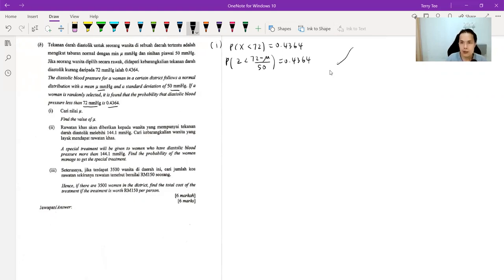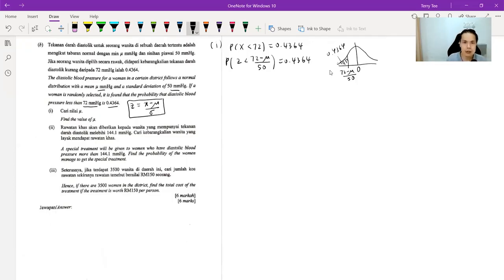Okay, let's do a sketch. I like to do a sketch. Before you standardize, the value is 72. After you standardize, it becomes 0. Remember, the formula for standardization is x minus mu over sigma. It gives us our z value, so this z value has to be on the left. This is 72 minus mu over 50, less than, and the probability is 0.4364.